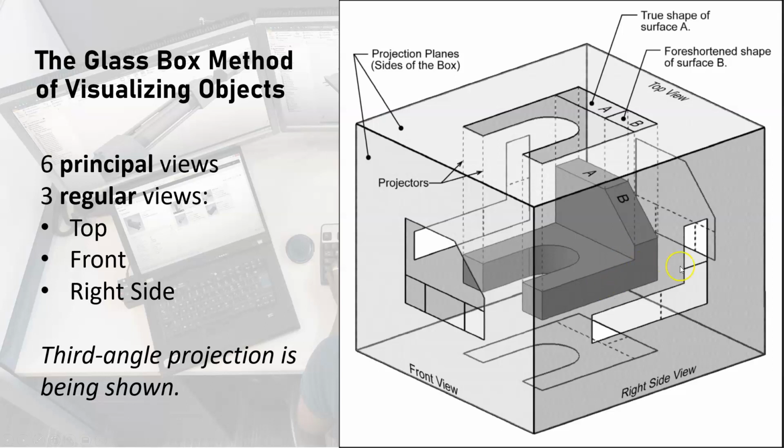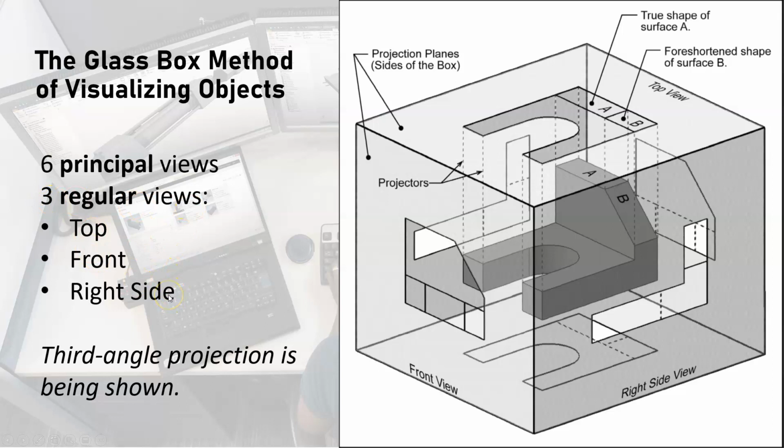Okay. And we're going to trace out on each glass surface the view that we see as we rotate the object. So the front view would look like this. The top view would look like this. These are all two-dimensional views. All right. And so this shows us that we're going to have what are called 6 principal views: top, front, right, left side, bottom view, and back view. That's 6 principal views for our object. Typically, we deal with 3 regular views, right?